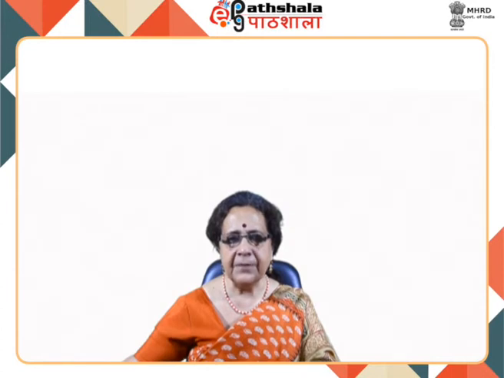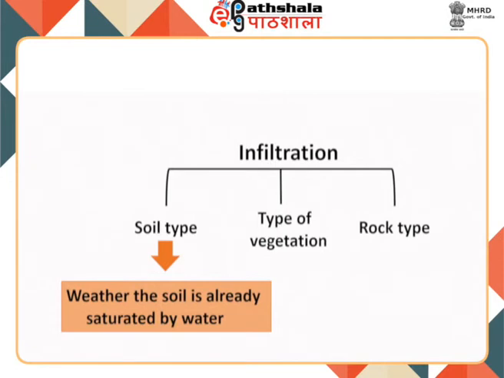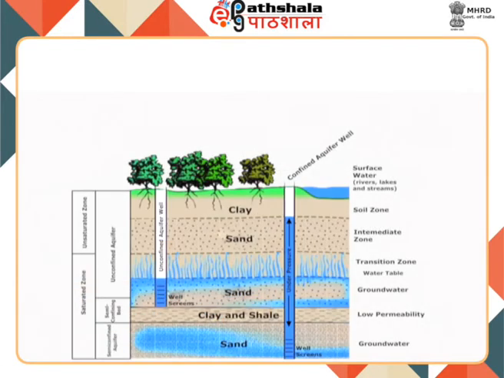By the process of precipitation, the water comes to the water bodies and thus returns to the Earth from the atmosphere. The phenomenon by which water evaporates from the surface of leaves is called transpiration. Infiltration depends on the soil type, type of vegetation, rock type, and whether the soil is already saturated by water. Greater the openings in the surface, in the form of cracks, pores, or joints, more is the infiltration.